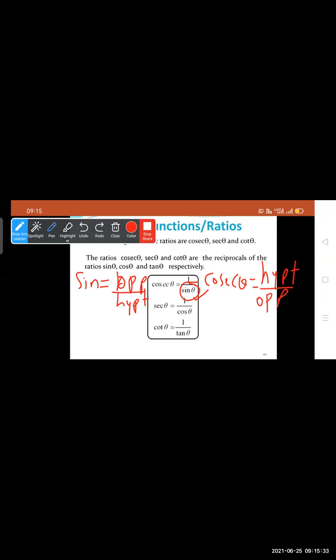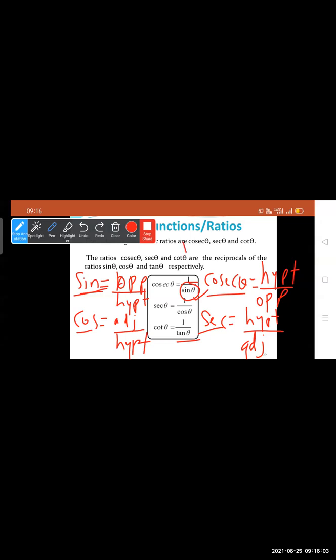Okay, so cosec will be hypotenuse upon opposite side. Cos is equal to adjacent side upon hypotenuse side. Okay, now here sec is the reciprocal of cos. So here we write sec is equal to hypotenuse upon adjacent side. Okay, students, reciprocal of sine gives cosec, reciprocal of cos gives sec, similarly reciprocal of tan gives cot.